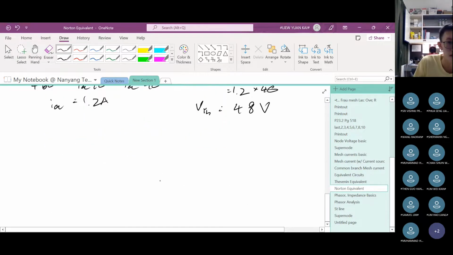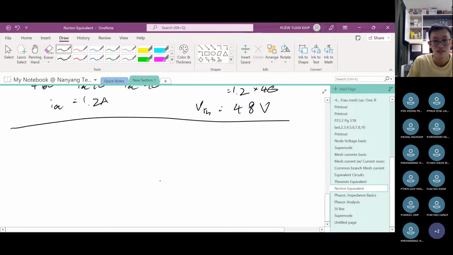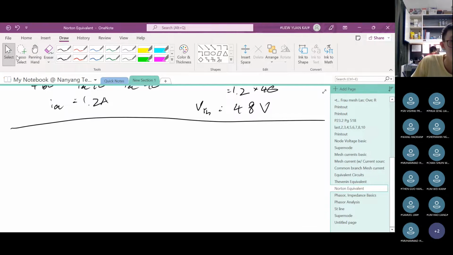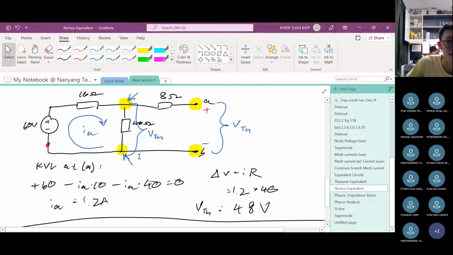Okay, second step, can anyone tell me? We need to find the what? Find the what voltage? Tell me. Come on. Short circuit current. Thank you. Okay, thank you, Vishnu. So short circuit current. What does that mean?